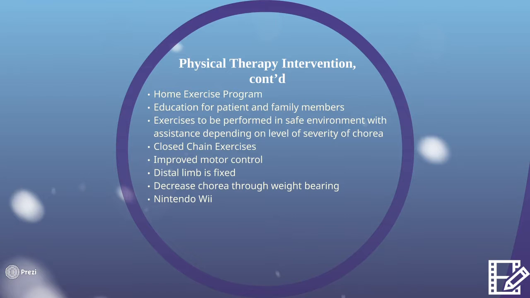You want to make their sessions as uniform as possible as far as people present and environmental factors. Exercises you want to work on would be closed chain exercises where the distal limb is fixed. Like we showed you before with the lady with Huntington's disease, when she was squatting down to pick up the chair, she moved with less choreiform movement.